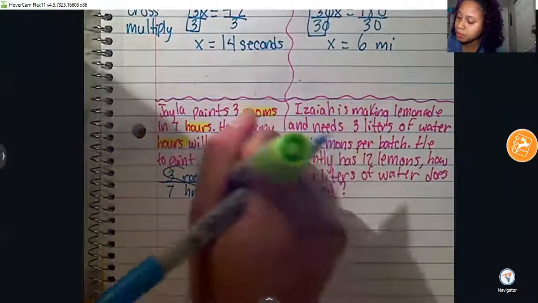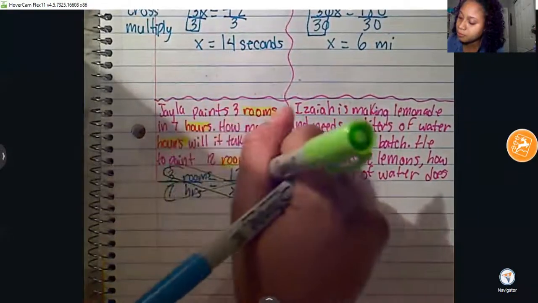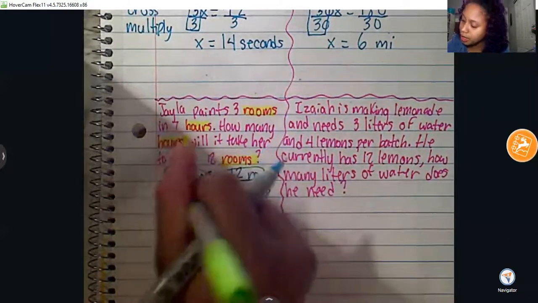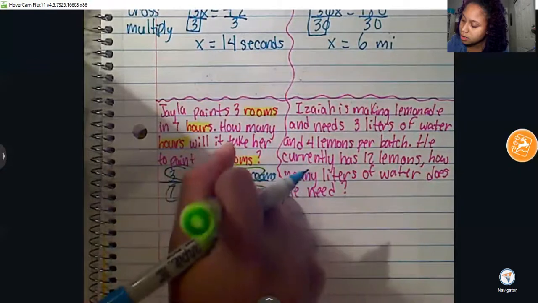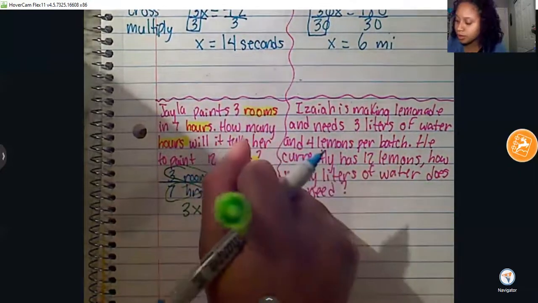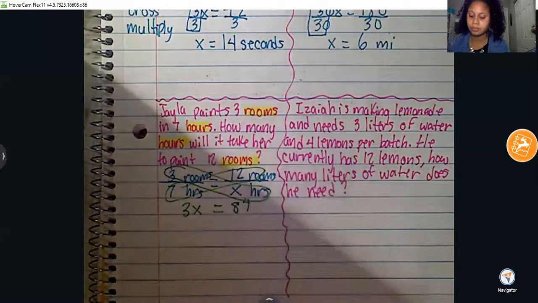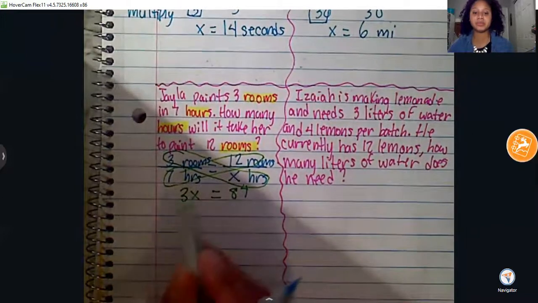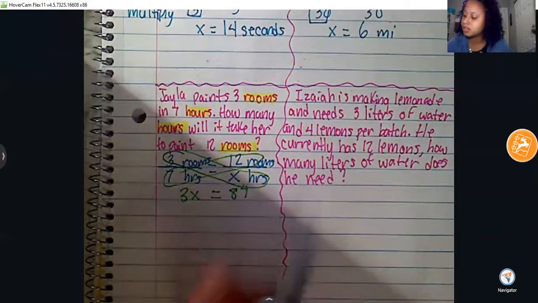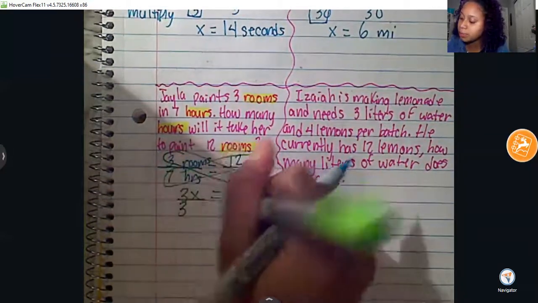So we're going to cross multiply. So we're going to do 3 times X, which equals 3X. And then 7 times 12, which is 84. So then now we are going to solve for X. We want to get rid of the value next to X, which is 3. In order to do that, we got to do the opposite operation, which is division. So on both sides, we are going to divide by 3.